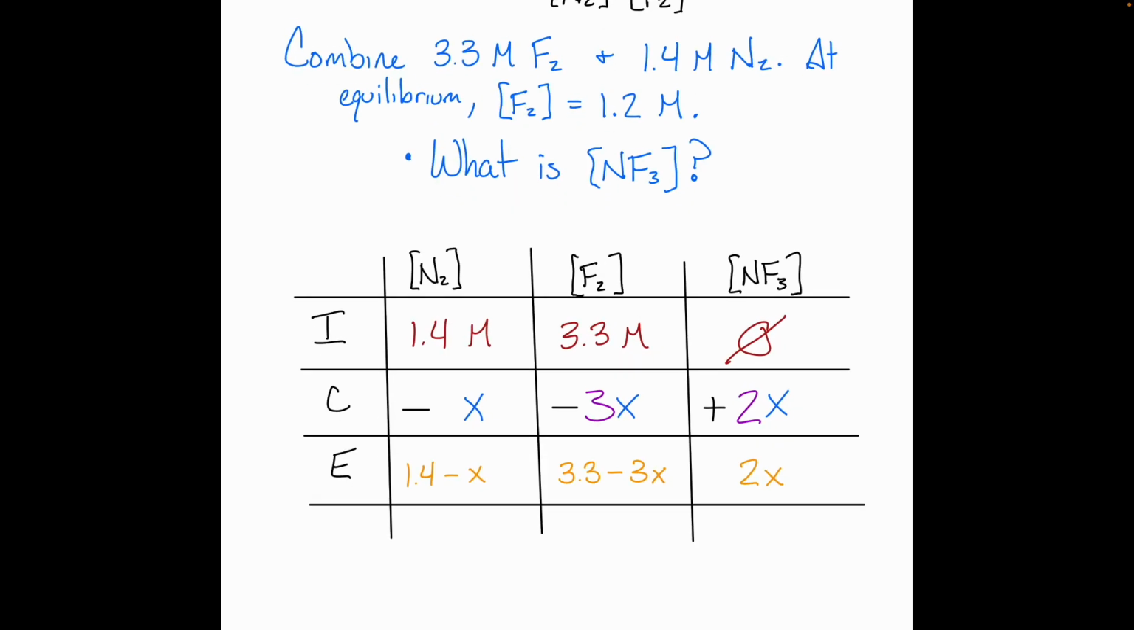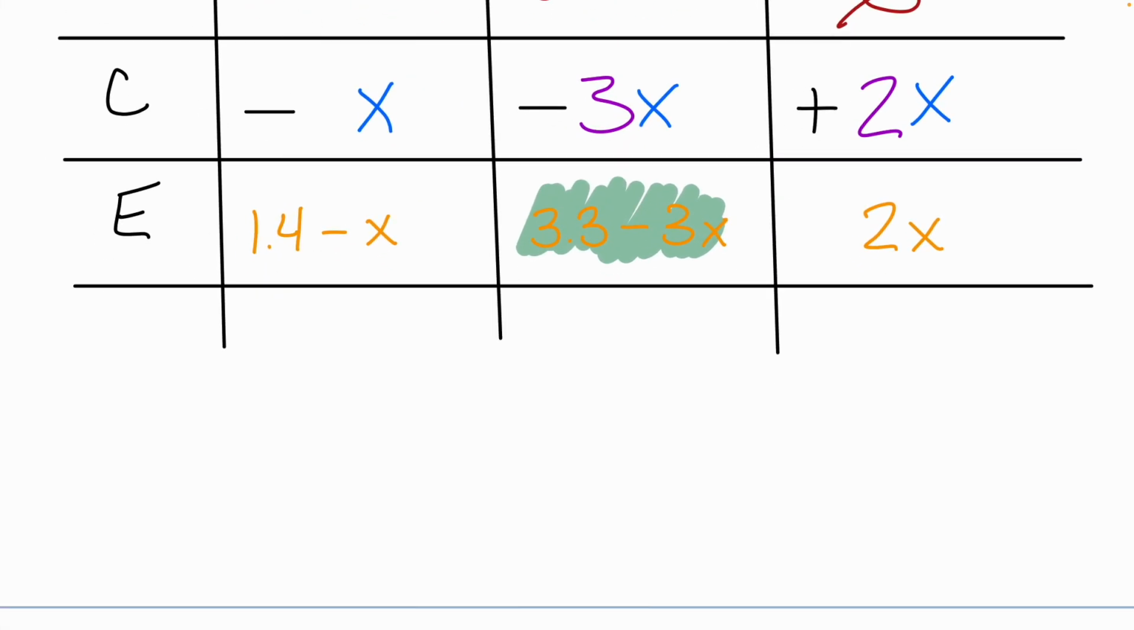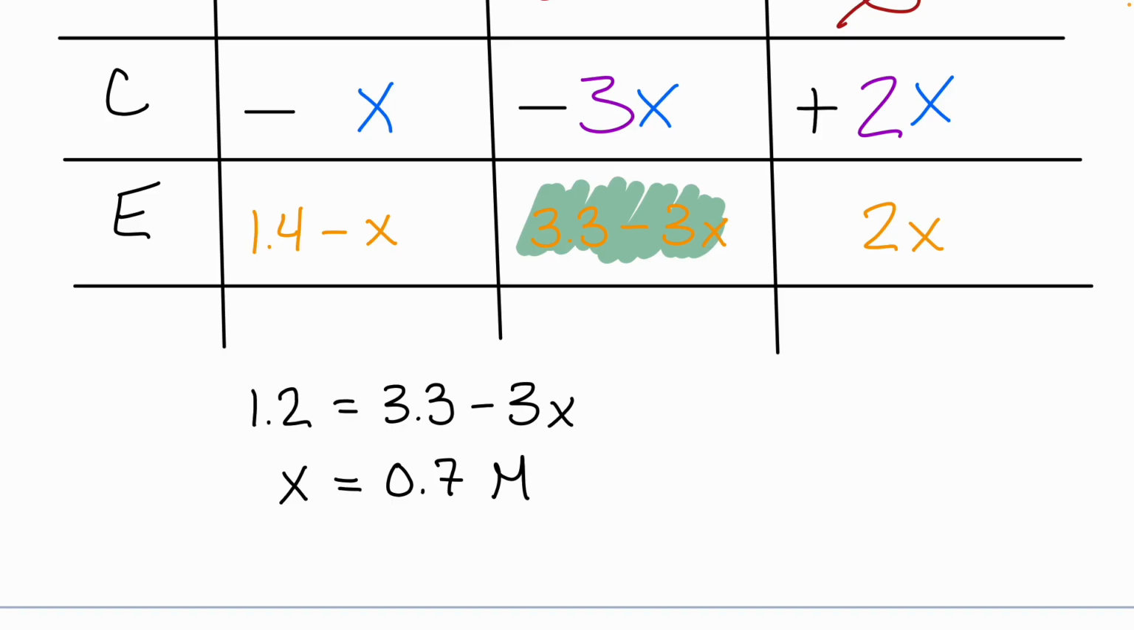Now, how I'm going to go about solving for that variable x is what's given to me: my fluorine concentration at equilibrium is 1.2 molar. My fluorine concentration at equilibrium is this box here, and I know that this must be equal to 1.2 molar. So I'm going to set that 1.2 equal to 3.3 minus 3x. I'm going to rearrange this equation to solve for x, and I get x is a value of 0.7 molar. That's 3.3 minus 1.2, then divide it by 3 to get my value of x.